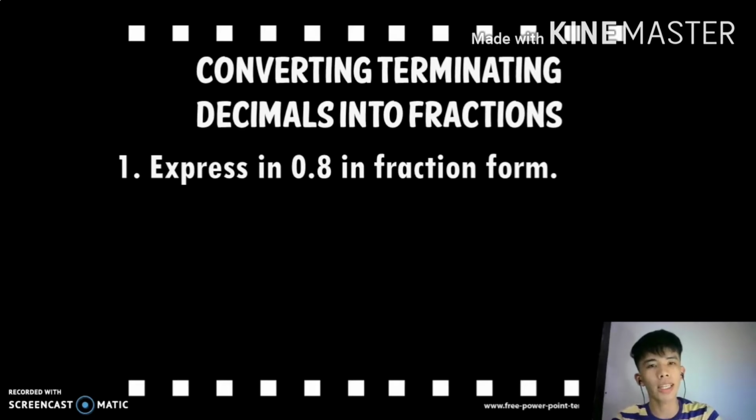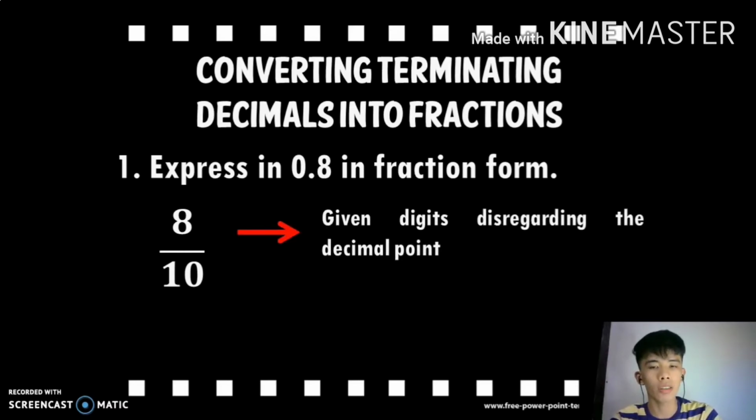So, 0.8, kita natin that is a terminating decimal. So, all you have to do, una, yan, 8/10. Bakit kaya naging 8/10? Una nyo gagawin, isusulat sa numerator yung given digits. I-disregard nyo lang yung decimal point. So, ang given digits after the decimal point is 8. Kaya, ang isusulat ko sa taas is 8.